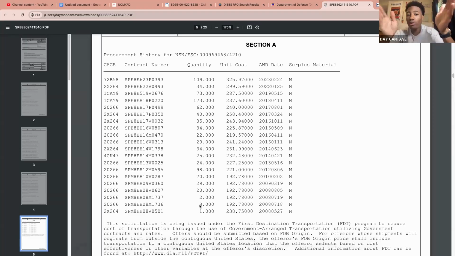But basically, the most important things to remember about reading procurement history is price and quantity have an inverse relationship. All right, that's number one. So the more you buy something, the cheaper it gets. Usually, these are guidelines. And then typically, as time passes, things get more expensive.